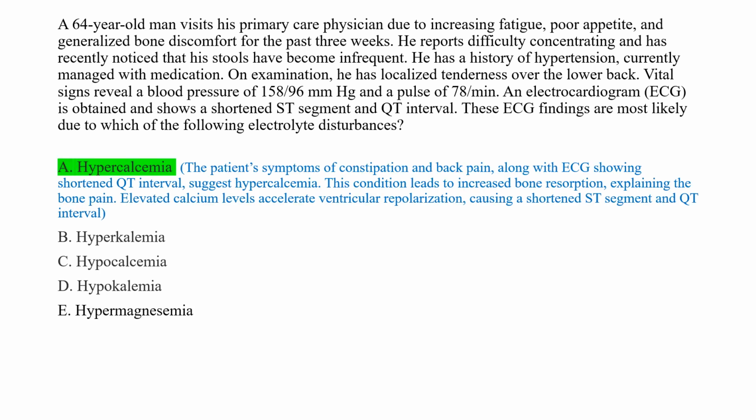The correct option here would be A, and that is because given the clinical picture of constipation, back pain, and the above ECG findings, patient most likely has hypercalcemia. Hypercalcemia can cause bone resorption, which can present as pain and constipation. And hypercalcemia results in shortening of the ST segment and QT interval.